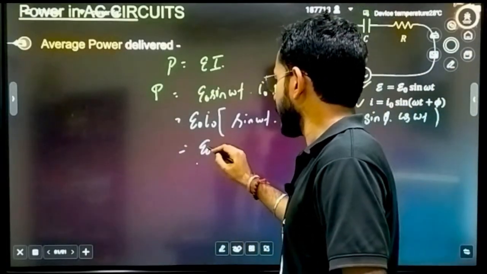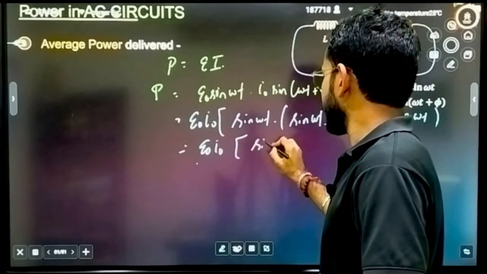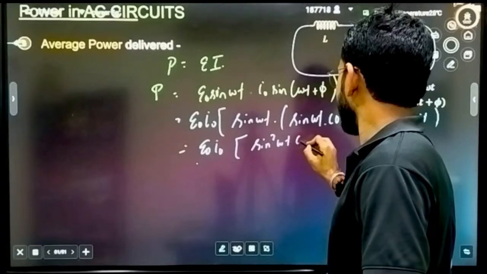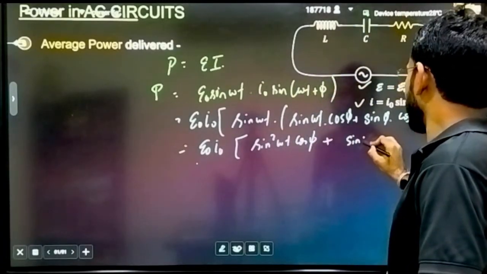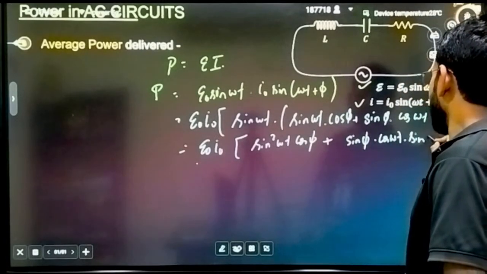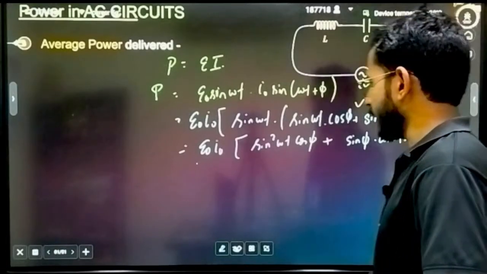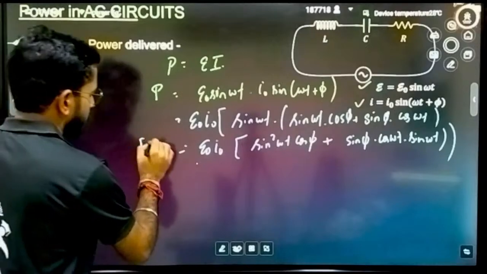Now multiply it. When you are multiplying it, it will be how much? E naught I naught as common. Multiply sine of omega t. Here it will become sine square omega t into cos of phi plus here it will be sine of phi into cos omega t into sine omega t. Now the short trick that I have told you, it will be coming into use. Power, how do you write? This is the equation of power.